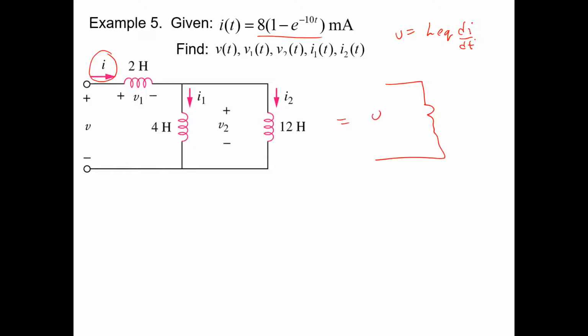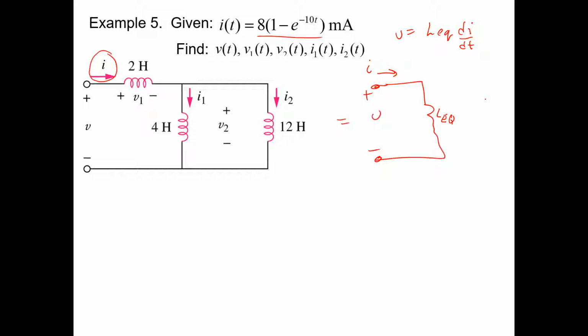And this would be our L equivalent, right? And we have this i going in there. So basically, if we know what L equivalent is, we can find the v of the whole thing, right? So that's the main issue.